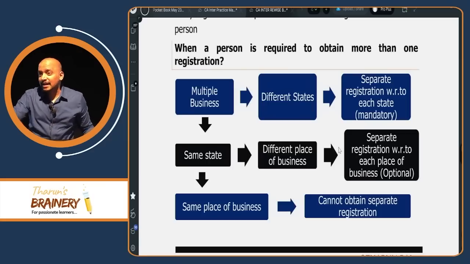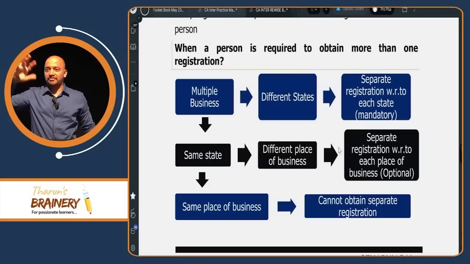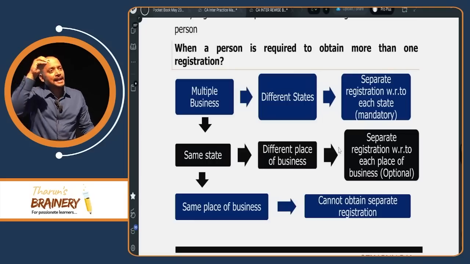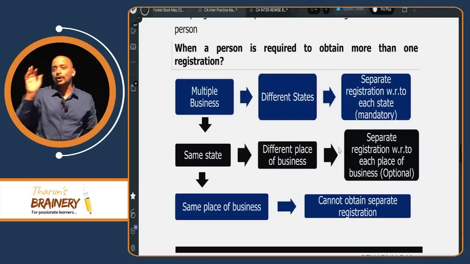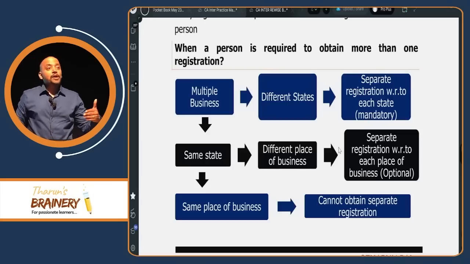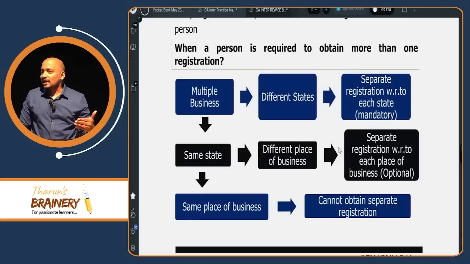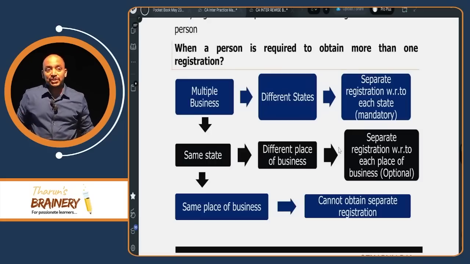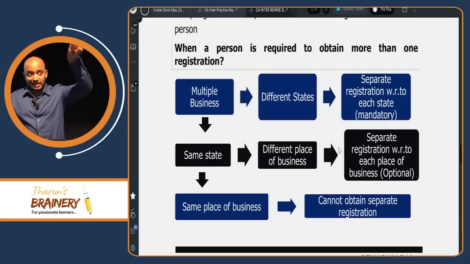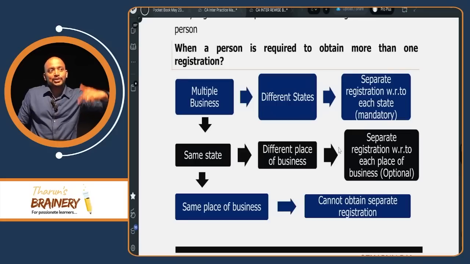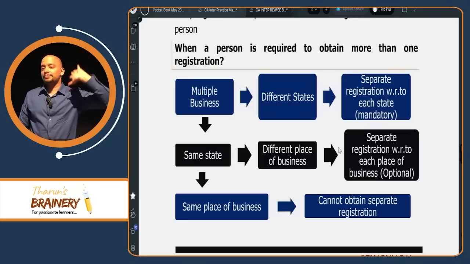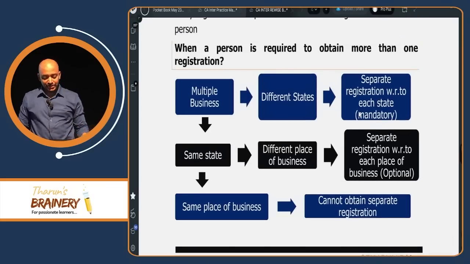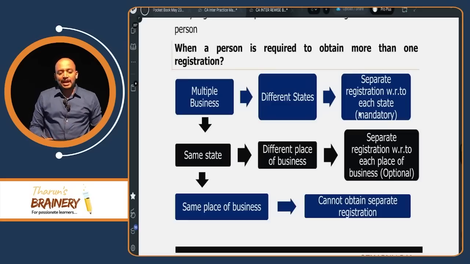Now within the state, when I will get more than one registration, if I am doing business in another state, I will get separate registration. Within the state, is it mandatory to get a separate registration? No. Within the state, if I have multiple places of business, either I can go for a single registration or I can go for a separate registration. If I go for a separate registration, then one registration to another registration will be known as distinct persons.